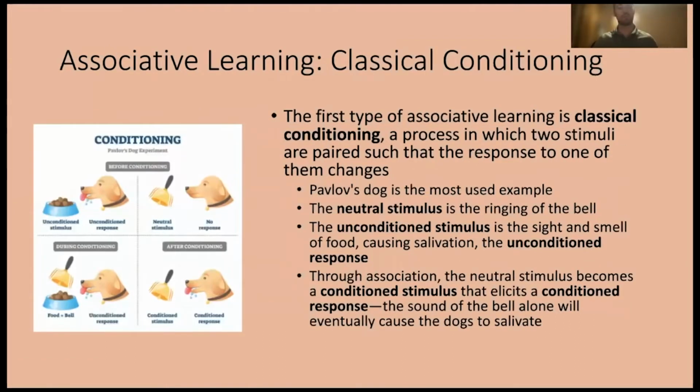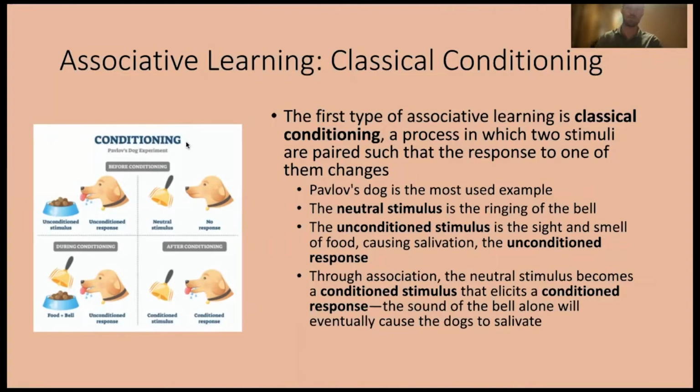Okay, so we talked a little bit about non-associative learning. So now associative learning, which are the really important types. The first one is classical conditioning, which I'm sure we've gone over. This little diagram to the left is the most popular example, Pavlov's dog.